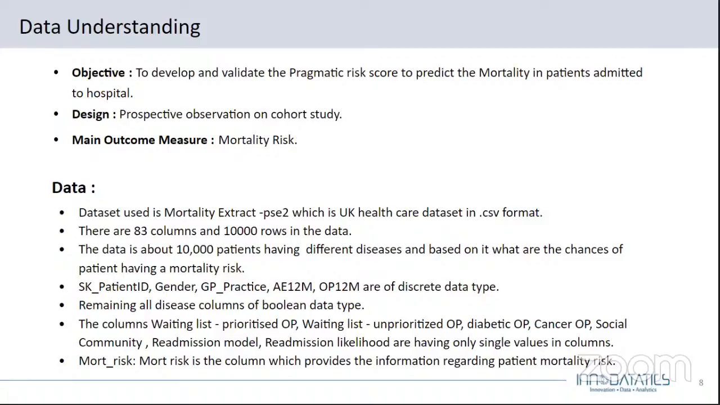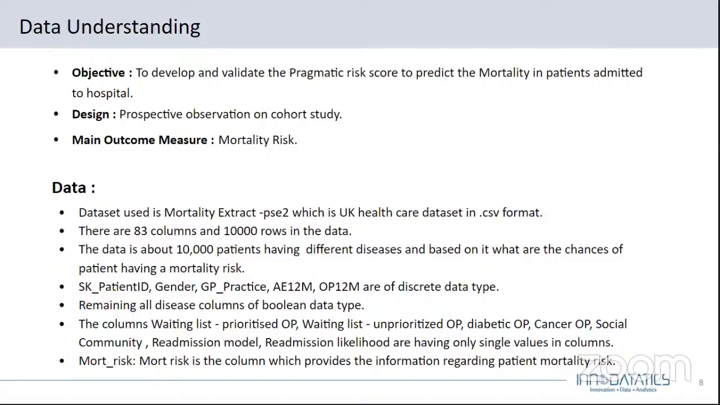SK patient ID, gender, GP practice, AE 12 month, and OP 12 month are the columns which are discrete data type. All the remaining columns are in Boolean data type. If the disease is present, it is considered true. If the disease is absent, then the Boolean value is considered false. Then the columns waiting list prioritized OP, waiting list unprioritized OP, diabetic OP, cancer OP, social community, readmission model, and readmission likelihood have single values. Finally, we have the mortality risk, and this column provides the information regarding the patient's mortality risk.